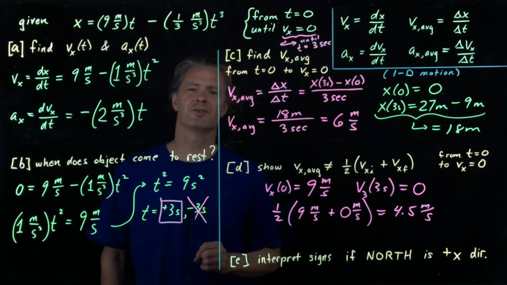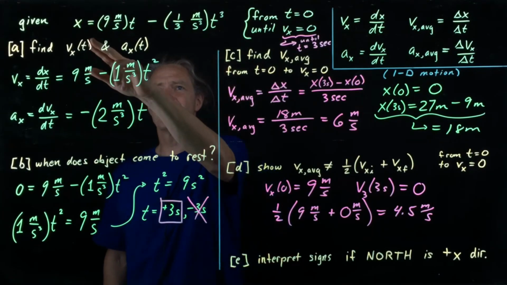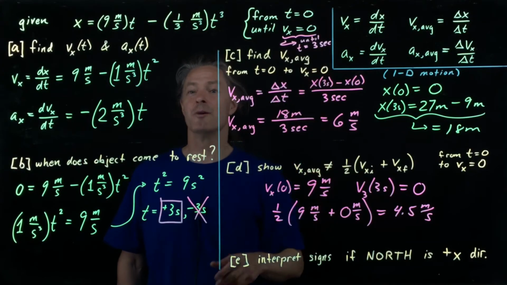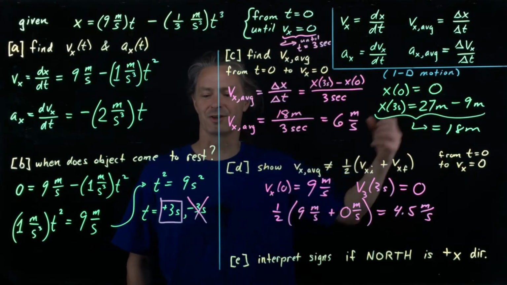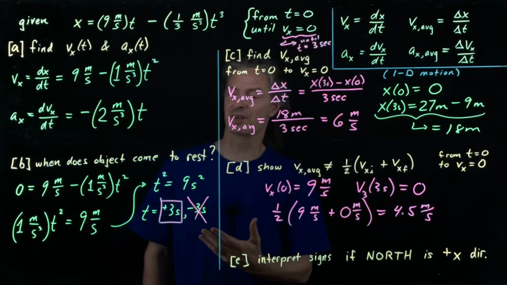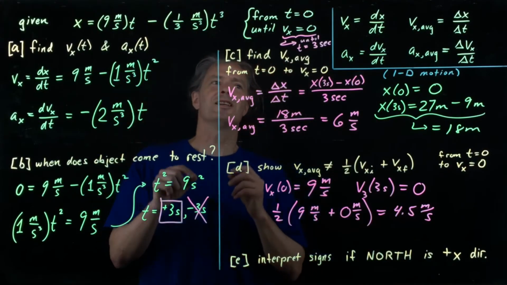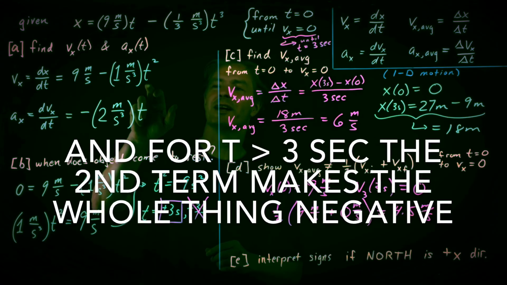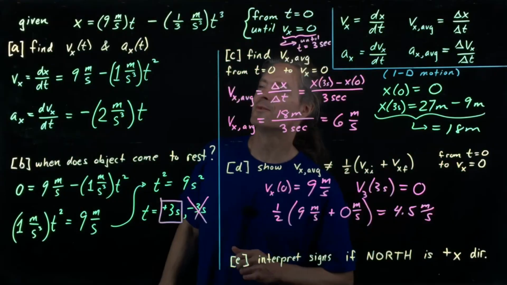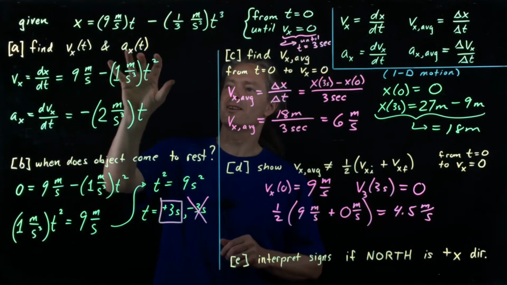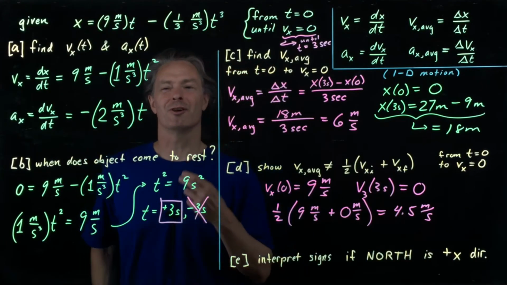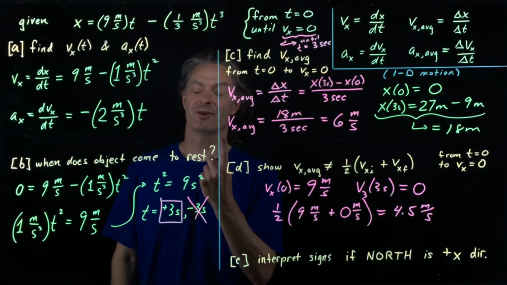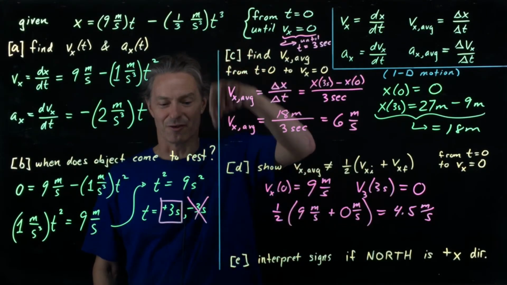Just to carry this discussion a little further, let's imagine that this expression doesn't stop being valid at t equals 3 seconds, but continues to be valid for a long time. Let's then continue this discussion about directions. At t equals 3 seconds, the velocity is 0. So v sub x, the velocity, will become negative for times after 3 seconds. Well, if north was the positive x direction, then a negative velocity would mean a velocity to the south.